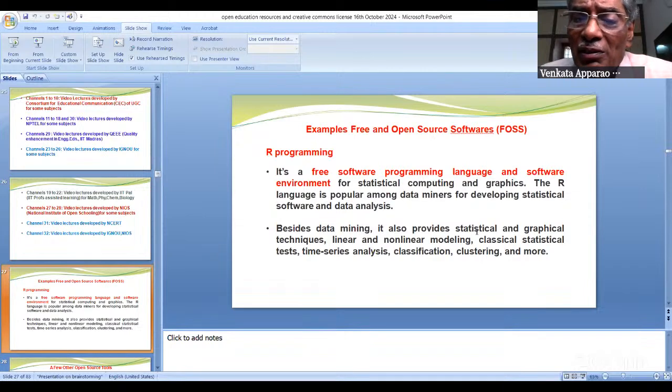Besides data mining, it also provides statistical and graphical techniques, linear and nonlinear modeling, classical statistical tests, time series analysis, classification, clustering, and many more. Therefore, because statistical analysis is useful for most of the disciplines of knowledge, R programming is very, very common, used by the majority of the disciplines.